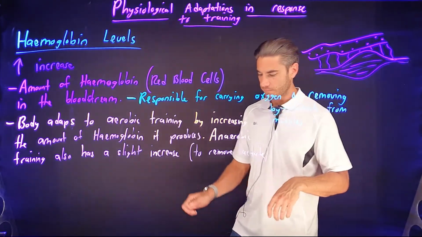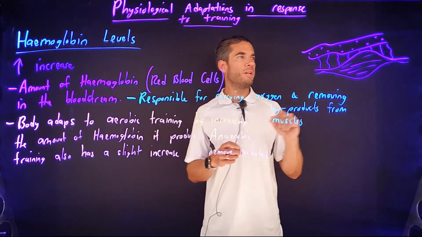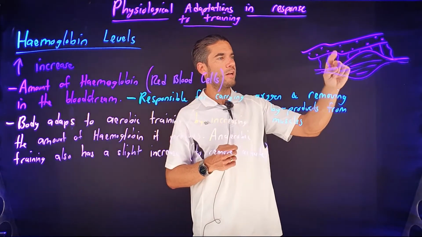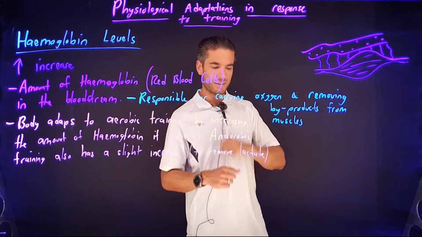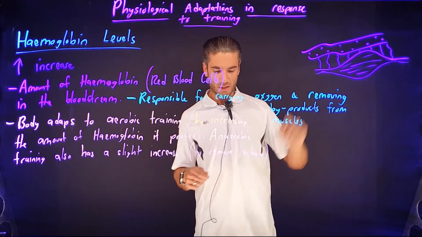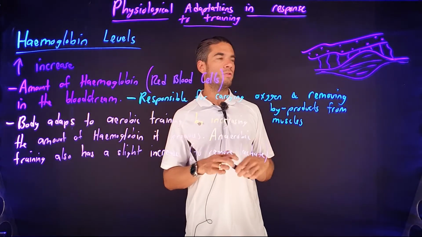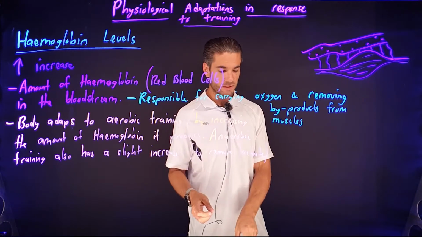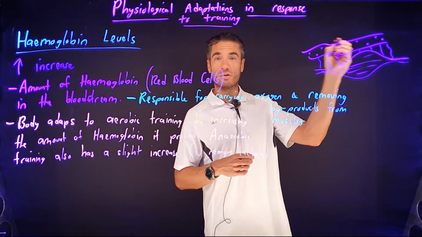So if we go back to my awesome picture before, we've got our bloodstream here, we've got our blue capillaries, and we've got our bicep. We'd already talked about how the amount of capillaries can increase due to aerobic training, but the other thing that can increase is the amount of hemoglobin. So remember these dots were the red blood cells.